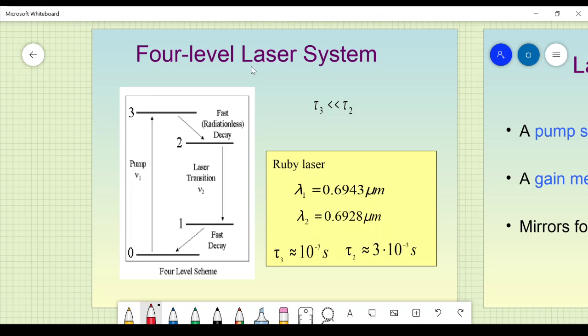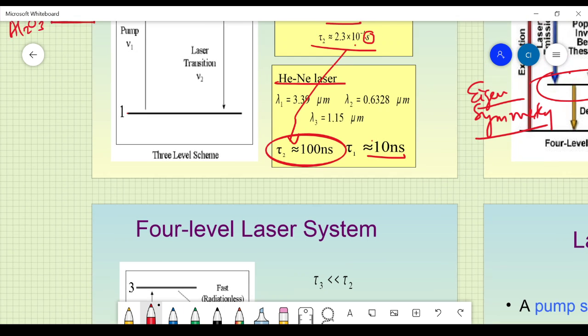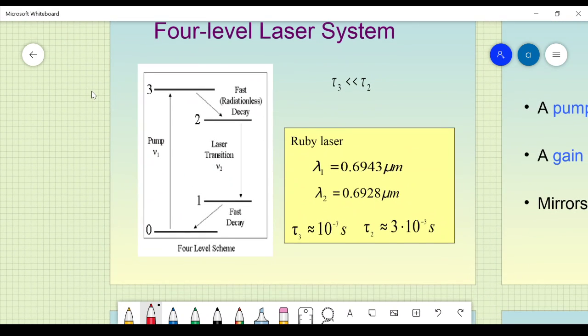But you just concentrate on the previous slide that I showed for the three-state system. Here it is. This one is very important. The examples are there. And this four-level system is your ruby laser. It has a wavelength of about 0.69 micrometres, and lambda of 0.6928. Both are the same there. You look at this lifetime: tau 1 is not there, tau 3 is a lot greater than tau 2, 10⁻⁷ and 10⁻³. So you have this pump, and from 0 to 3 and 3 to 1, these two distances are equal. That is to be taken care of.